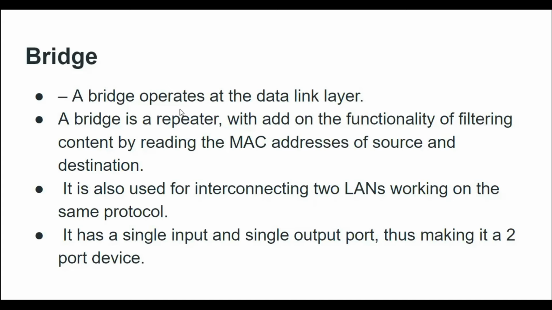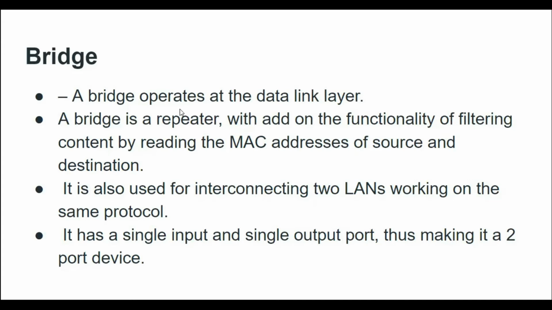The next network device is the bridge. As we discussed, the hub and repeater come in the physical layer, while the bridge operates at the data link layer in the OSI layer model. The bridge is also a repeater, with one more functionality added: filtering the content by reading the MAC address of the source and destination.